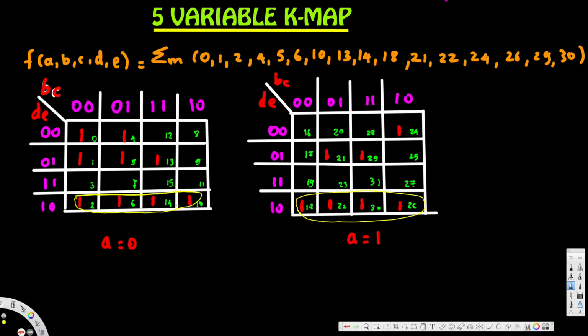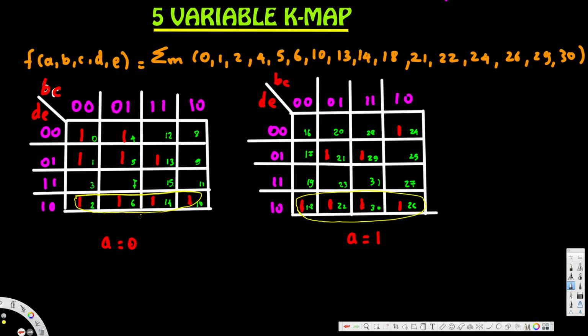We know that when we have combinations in variable k-maps, 16 is better than 8, 8 is better than 4, 4 is better than 2, 2 is better than 1. So we have to always look at the highest number possible we can combine together. Here you can see we can combine 8, because since these two are adjacent, we have to think these two tables are on top of each other, so we can combine 8 together like this.